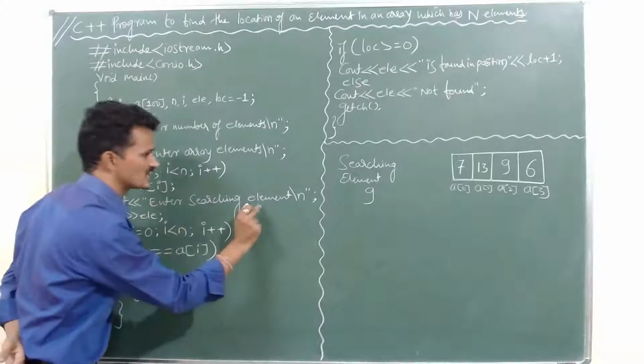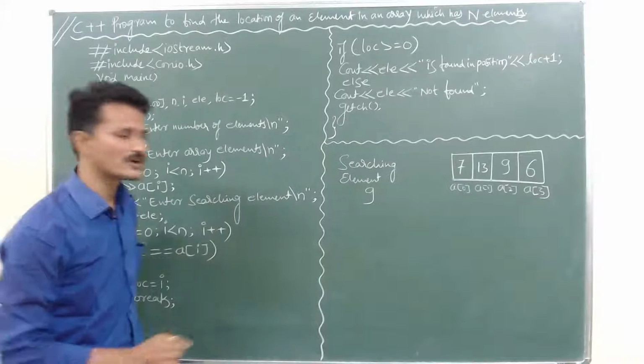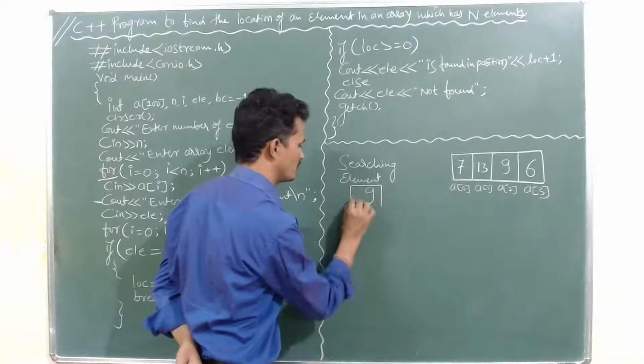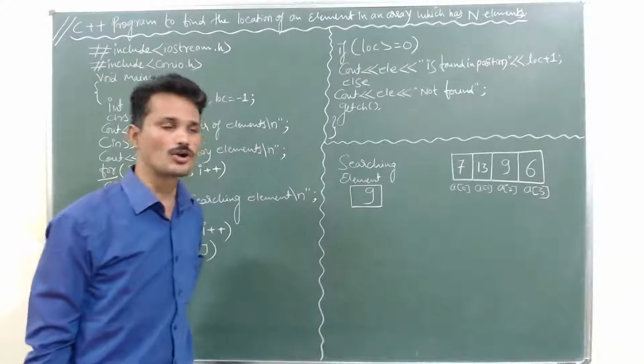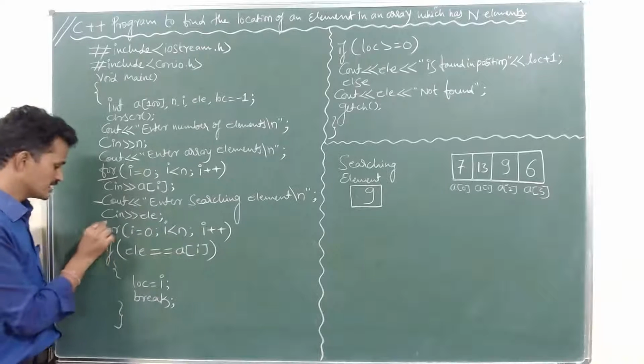So enter searching element. So except, see in stream extraction ELE. ELE is nothing but an element. Okay. So 9. I am interested to find whether 9 is there or not in the list. Okay. So fine. Accepted. Then comes the for loop here.